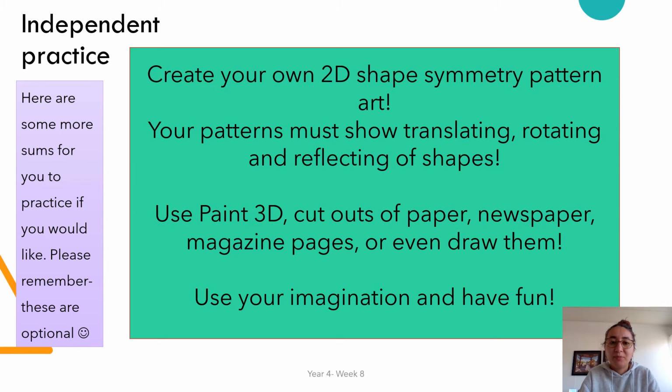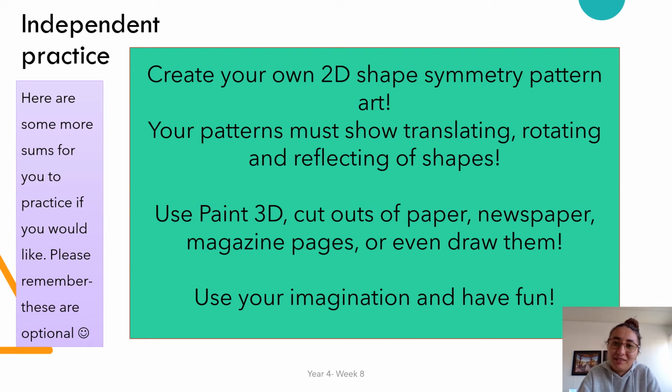Now here is your optional activity. You are going to create your own 2D shape symmetry pattern or art. Your patterns must show translating, rotating, and reflecting of shapes. You can use Paint 3D and do it online, and then send a screenshot onto your Google Doc, like copy and paste it. You can do cutouts of paper, newspaper, magazine pages, or even draw them. Use your imagination and have fun.